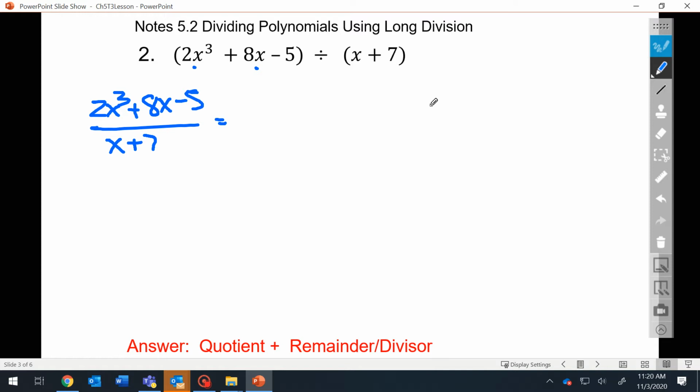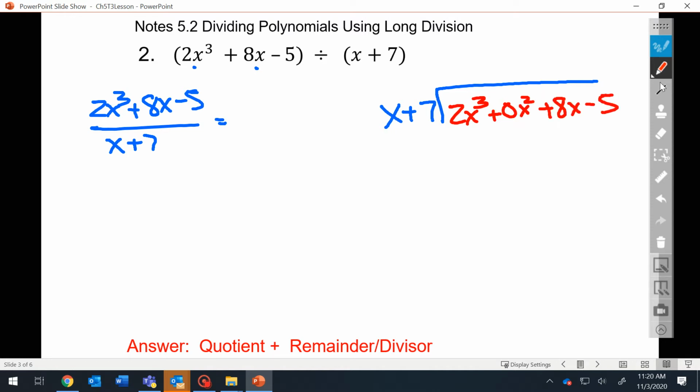So when we do our long division, x plus 7 on the outside, on the inside, we'll have 2x cubed, but we need a placeholder for the x squared term. So it's going to be plus 0x squared plus 8x minus 5. This always needs to be done if there's one missing. And there is one missing, so it needs to be done. We use 0 as a placeholder.